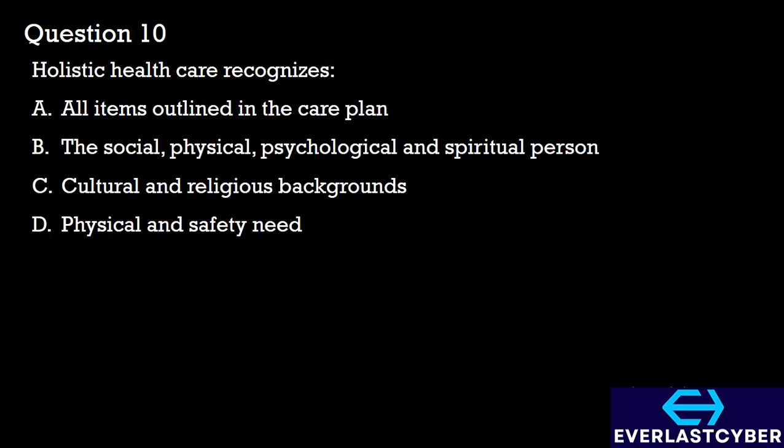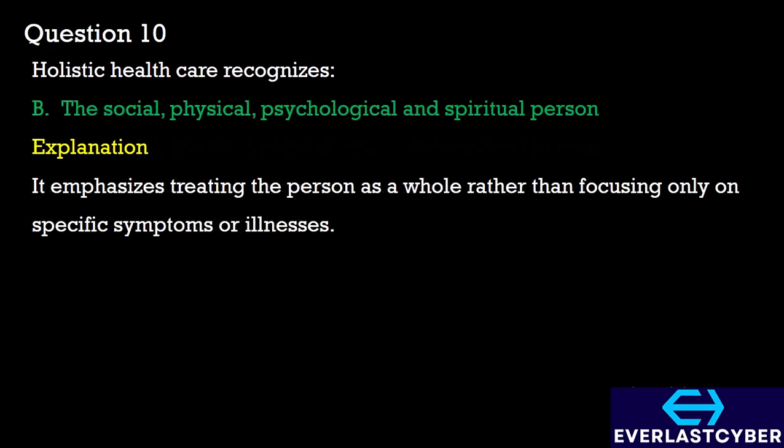Question 10. Holistic health care recognizes A. All items outlined in the care plan. B. The social, physical, psychological, and spiritual person. C. Cultural and religious backgrounds. D. Physical and safety needs. For this, we'll be going with option B.